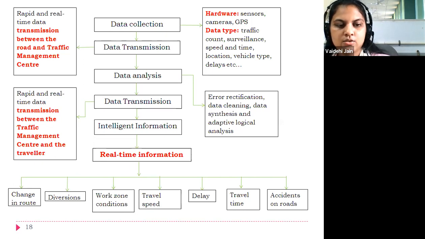Fine. So which types of real-time information are you getting? We have already discussed: you can get information on changes in routes or diversions, whether some work zone is there or not, what travel speed we can get, whether delay is there or already there, the travel time, accidents on the road, and much more.